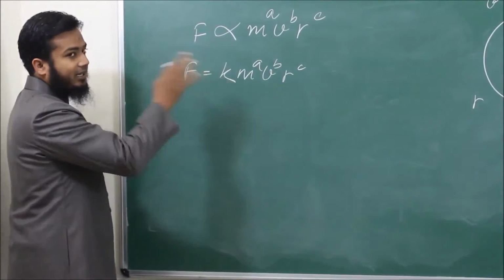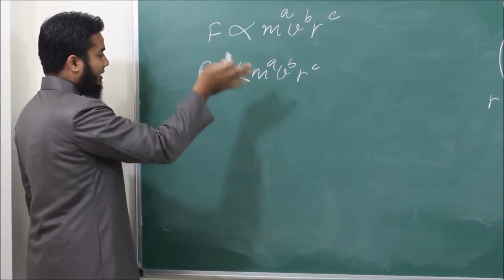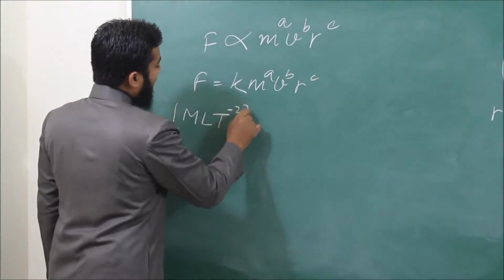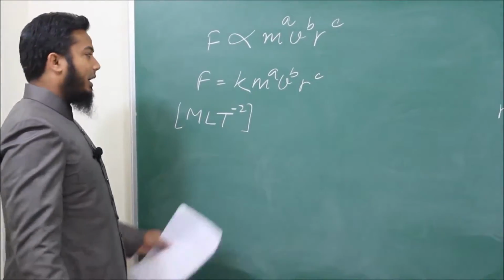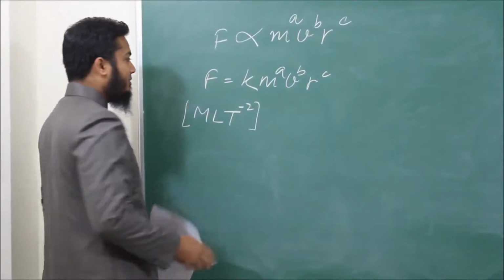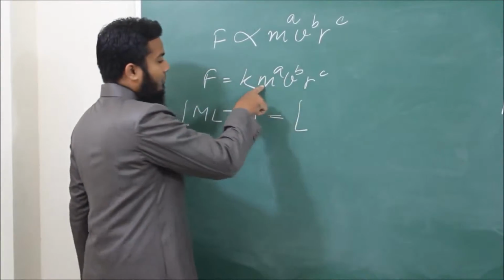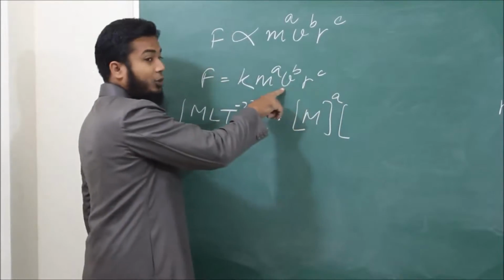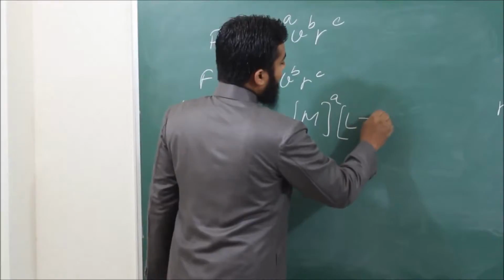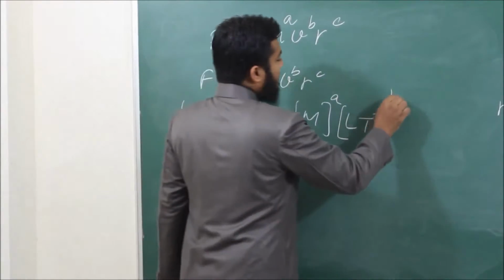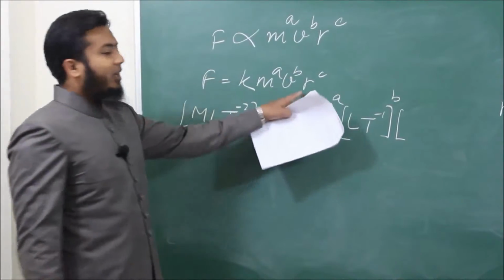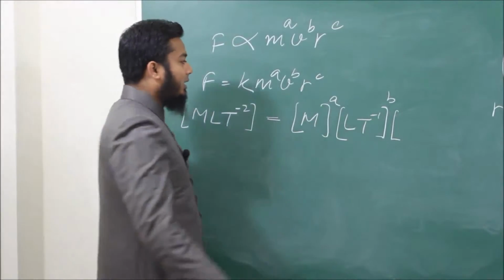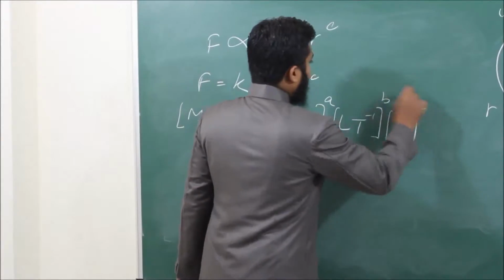Now write the dimensional formula for left hand side and right hand side. For force, the dimensional formula is M L T minus 2, and I suppose that this K has no dimensions. Then the dimensional formula for mass raised to the power a. Then we have speed, which is L T minus 1, and it has power b, so total power b. Then you have radius. What is radius? It is simply length, distance, length. So for length we have L raised to the power c.